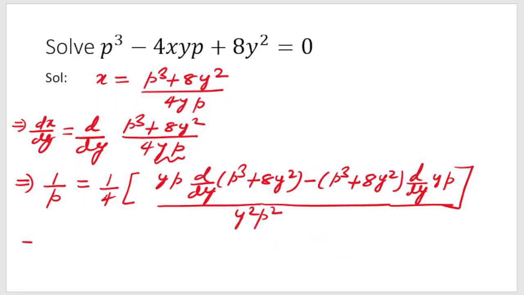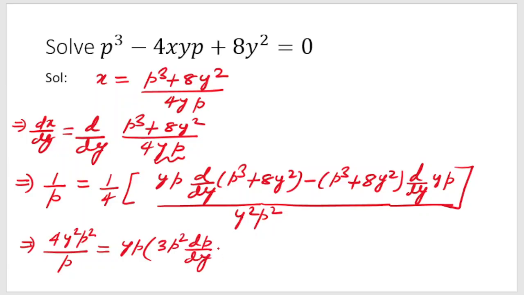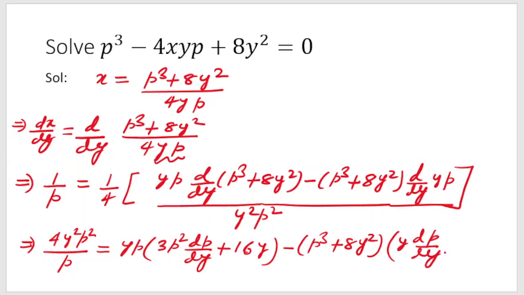So let's do the simplification now. Here we have 4 into y square p square. I can take it to the left hand side by cross multiplication. So it will become 4y square p square by p, and here we have yp. We have to differentiate this. So p cube will give me 3p square dp by dy, and 8y square will give me 16y. Yes or no? And minus here I will have (p cube plus 8y square) and d by dy of yp, so y dp by dy plus p dy by dy, which will become 1.